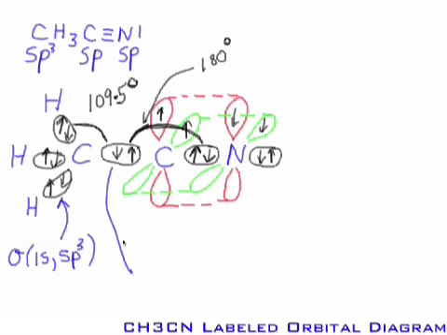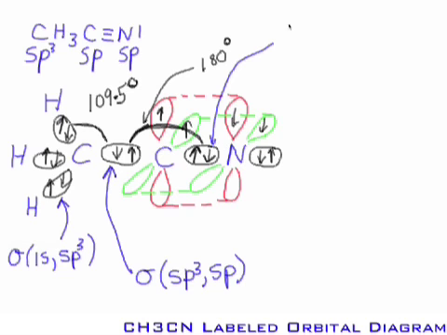What about that bond? Well, it's a bond between two carbons. This carbon's sp cubed, this carbon's sp. So it's a head-on collision between the sp cubed of one carbon and the sp orbital of another carbon. You're beginning to get the idea. What about the bond here? Well, this carbon has an sp orbital, this nitrogen has an sp, so it is a head-on collision sigma sp sp.